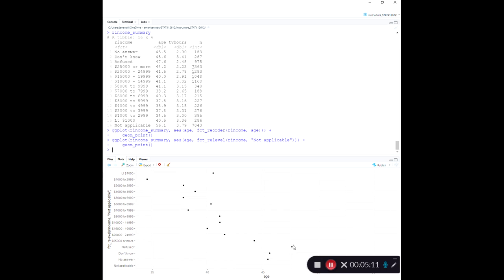So now, let me move this out of our way. Now I can see the non-answers. What do you think is happening with this not applicable? Well, I'm guessing because the average age is out here at 60, that possibly these are folks that are retired and therefore income is not applicable anymore.